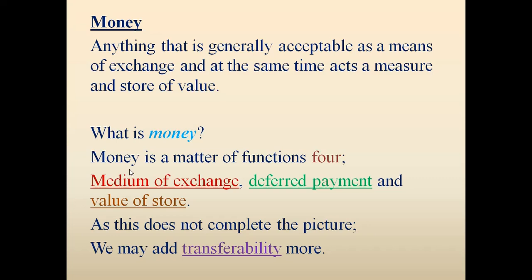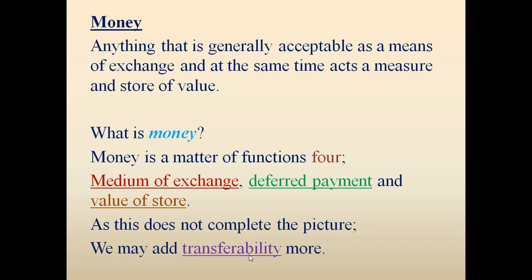So what are the four functions? Medium of exchange, deferred payment, store of value, and transferability. Okay, so the four functions, as you can see out here: medium of exchange, deferred payment, store of value, transferability. These are the four functions of money.